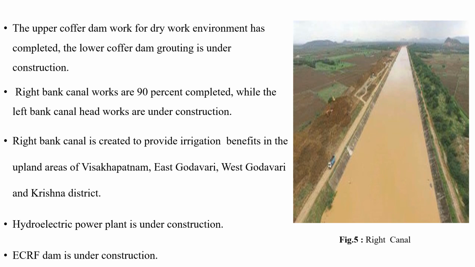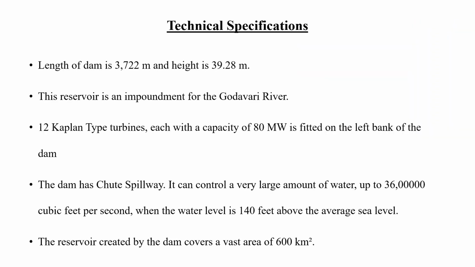So it is a temporary structure which is built at upstream side and downstream side of a river to protect the dry place for the dry work environment, right? In the right side you are able to see the canal. It is right canal, right main canal. Right main canal means a canal directly joins the river, right? So it is main canal.